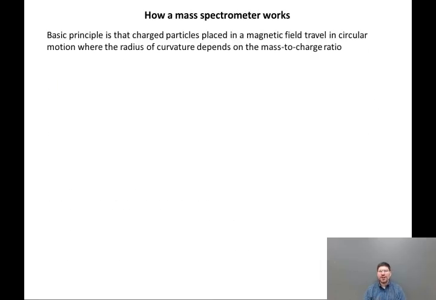So the basic principle is that if you take a charged particle and place it in a magnetic field, charged particles in magnetic fields travel through circular paths. That's a basic principle of physics, of electromagnetism, that you can derive in any physics class, but I'm just giving it to you right now. And the radius of curvature, whether it travels in a big circle or a really small circle, depends on its mass to charge ratio.